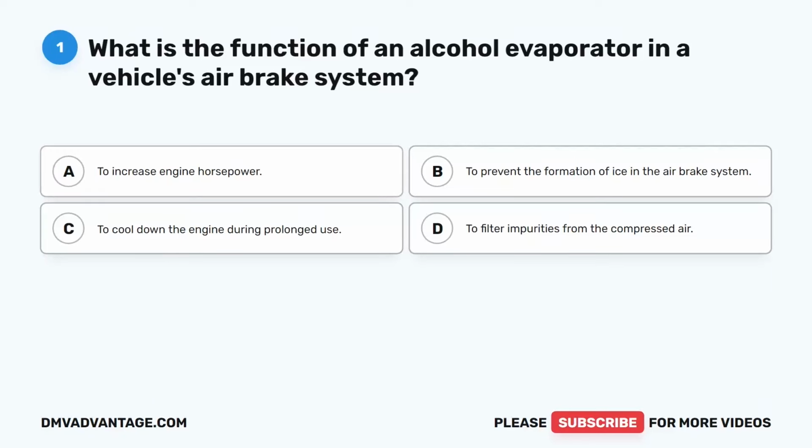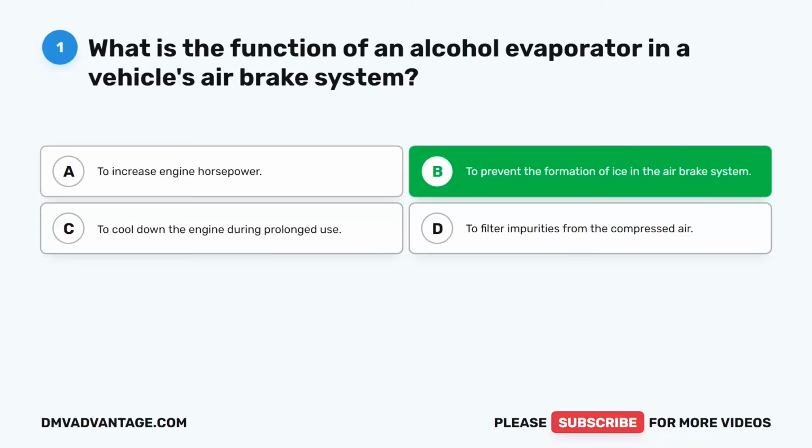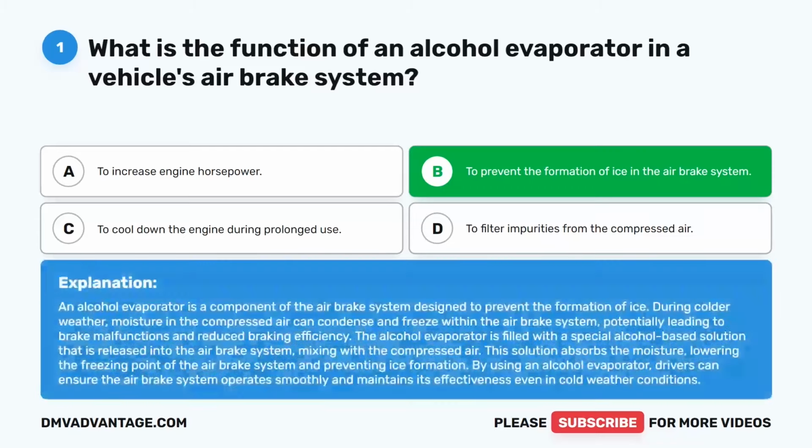The correct answer is B. To prevent the formation of ice in the air brake system. An alcohol evaporator is a component of the air brake system designed to prevent the formation of ice. During colder weather, moisture in the compressed air can condense and freeze within the air brake system, potentially leading to brake malfunctions and reduced braking efficiency.